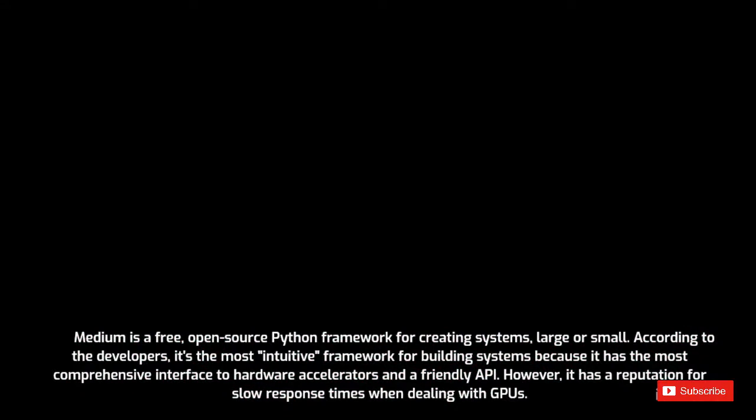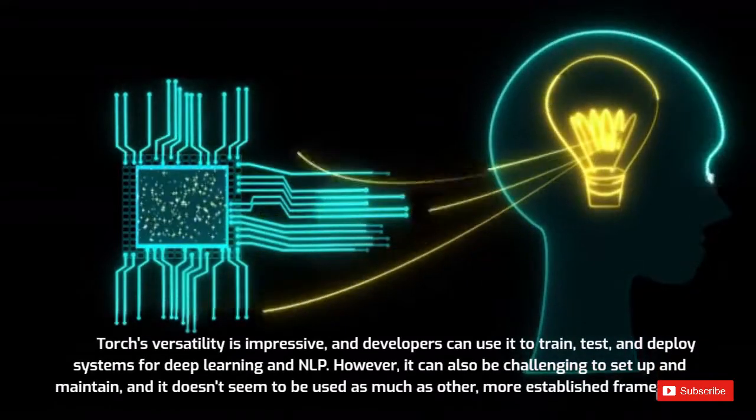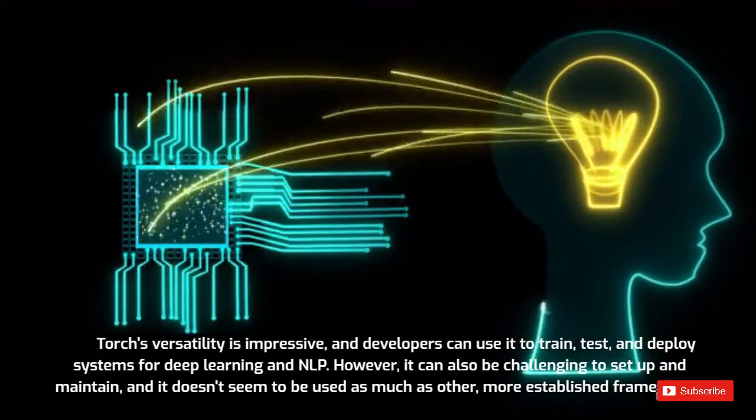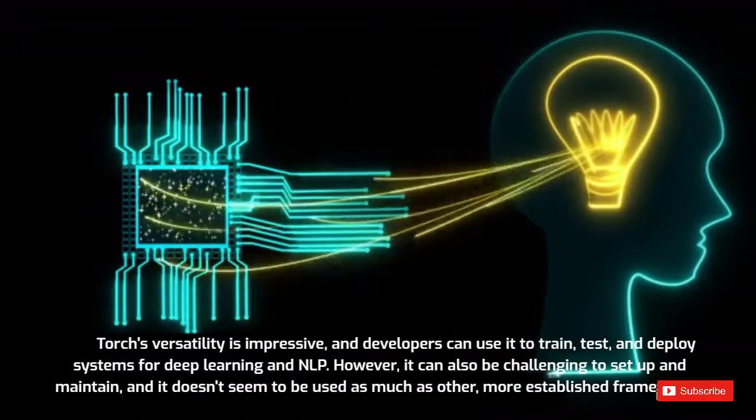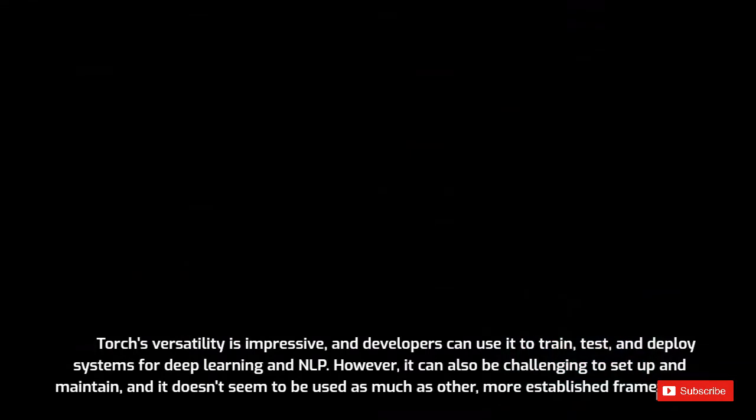However, it has a reputation for slow response times when dealing with GPUs. Torch's versatility is impressive, and developers can use it to train, test, and deploy systems for deep learning and NLP. However, it can also be challenging to set up and maintain, and it doesn't seem to be used as much as other, more established frameworks.